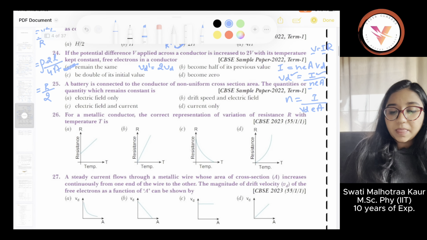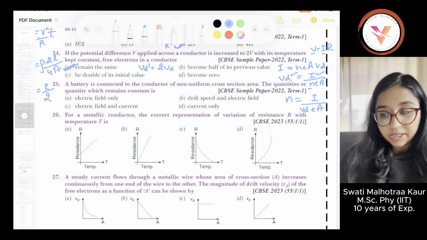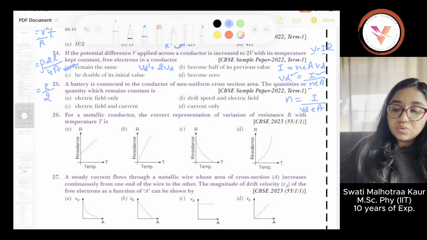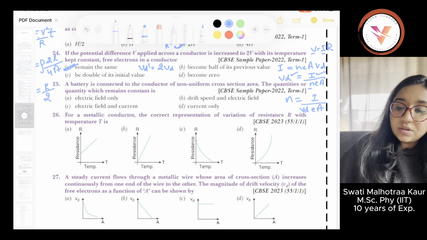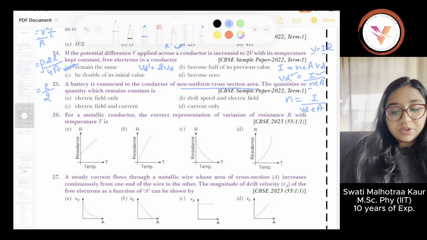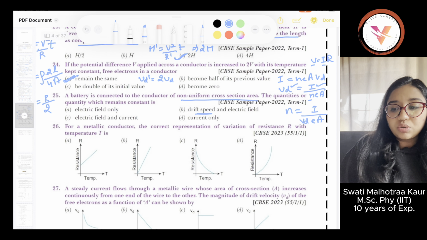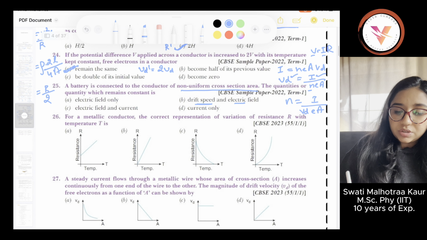Okay. Next, a battery is connected to a conductor of non-uniform cross-sectional area. The quantity or quantities which remain constant is. So the battery is connected to a conductor of non-uniform cross section. Drift velocity will change. Drift speed will change, and if VD is changing, then E also changes because it has a relation. So the electric field will also change. So the current will remain the same only.